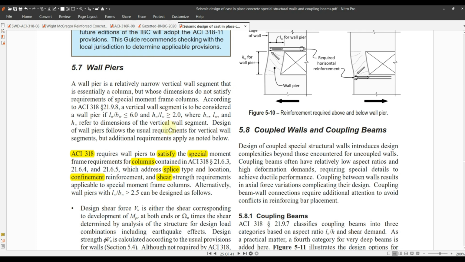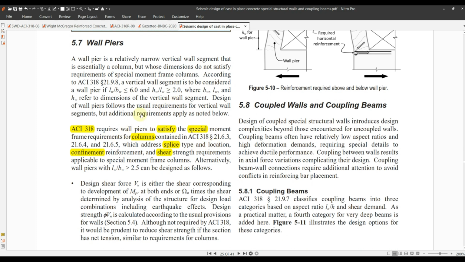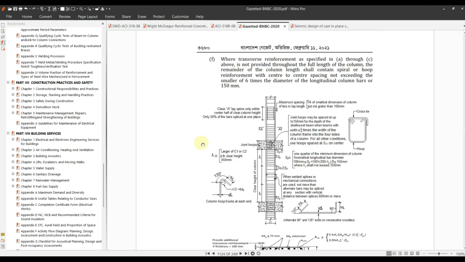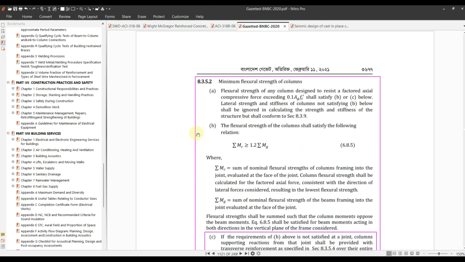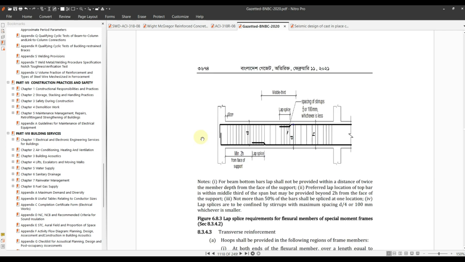So what's the difference between a wall pier and a special shear wall? In case of a wall pier, these requirements apply. ACI 318 requires wall piers to satisfy the special moment frame requirements for columns contained in ACI 318. It means that the hoop reinforcement requirement or the transverse reinforcement requirement as per code, for example 18.7.5.4, will be applicable completely for the wall piers. Let me take you there.